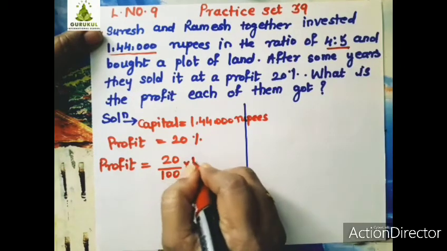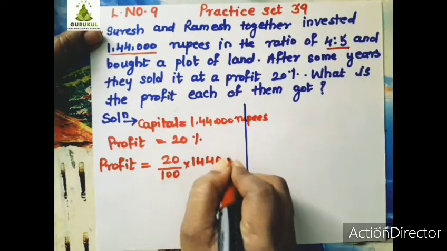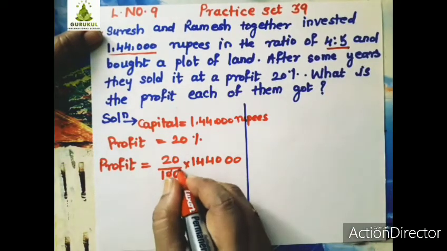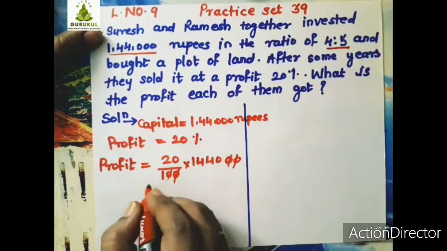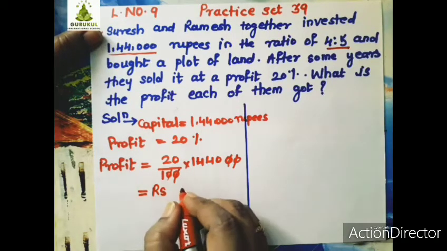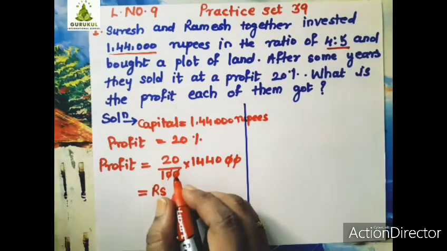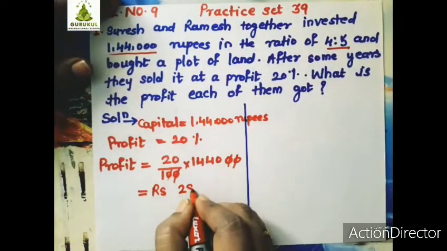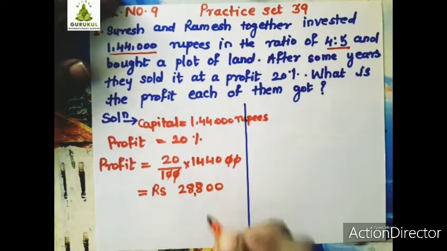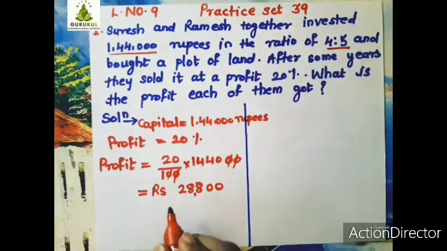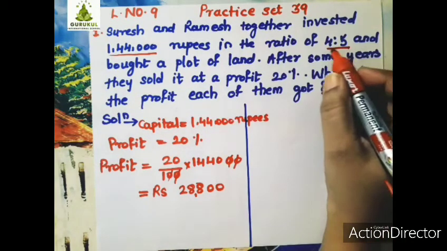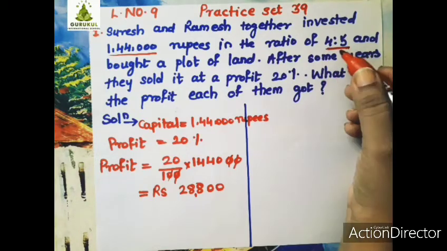So for 1,44,000, what will be the profit? Okay, so we have to calculate, cut the zeros, cancel it and find out the amount. It will be rupees 144 into 2 will be 288 and 2 zeros. Now total profit is rupees 28,800. It has to be distributed in which ratio?